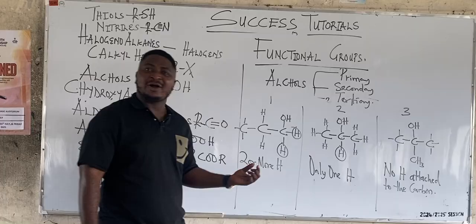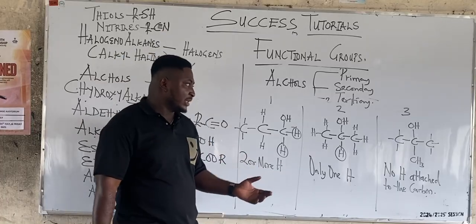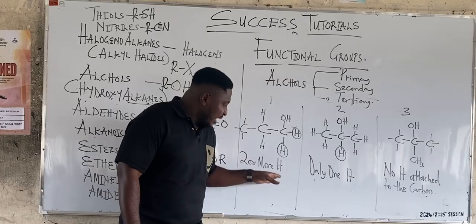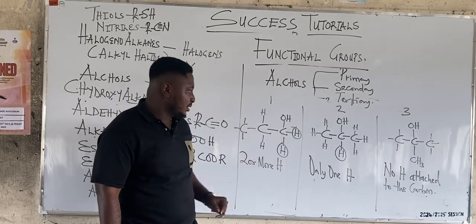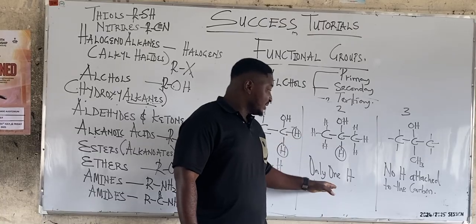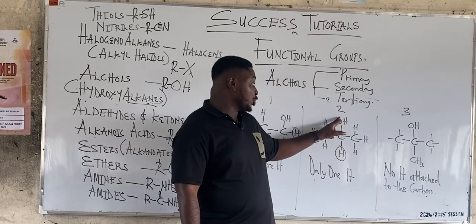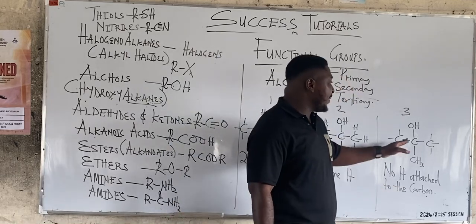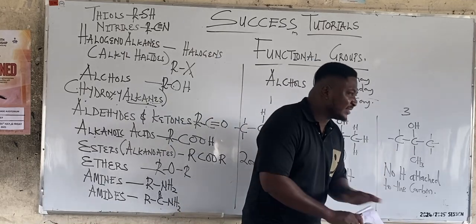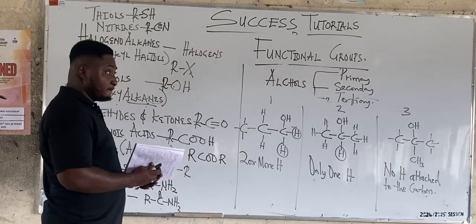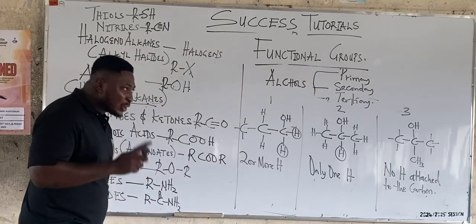A primary alcohol is an alcohol in which the carbon bearing the OH group has two or more hydrogens attached to it directly. Secondary alcohol, the carbon bearing the OH group has only one hydrogen attached to it. Tertiary alcohol, the carbon bearing the OH group does not have any hydrogen attached to it. Class, are we together? This is what you look out for.